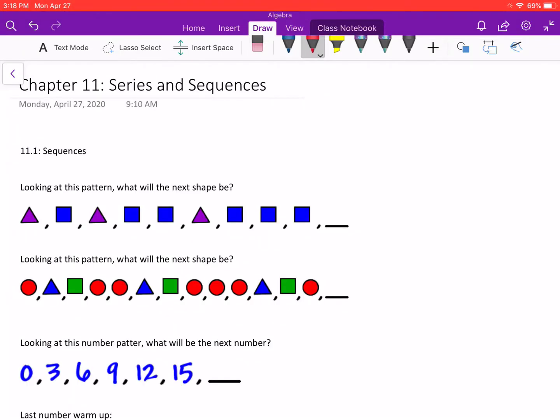Today we're going to be moving into chapter 11, where we're going to be studying different series and sequences. And these are just number patterns and they're really neat. Some of them you might be able to do in your head. So let's look at section 11.1.